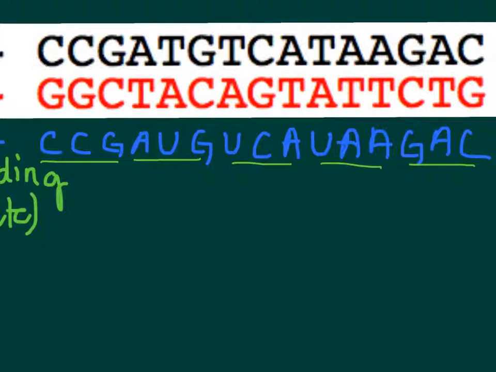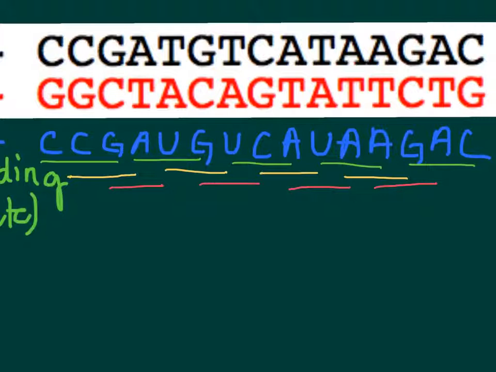We could also search for our start codon by starting at the second letter, CGA, UGU, CAU, AAG, and then we don't have a codon. So that's our second potential place to start reading. We have a third possible place to go ahead and start reading here. We could start at the third base, GAU, GUC, AUA, AGA.